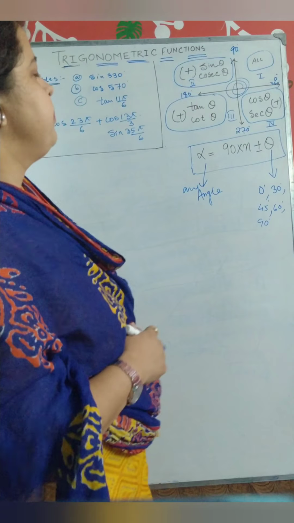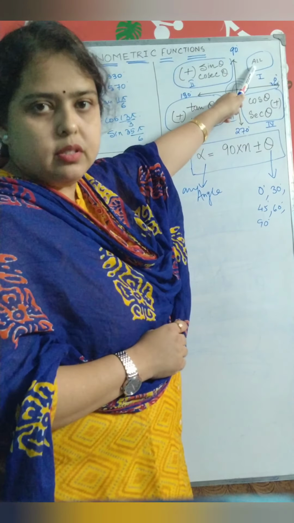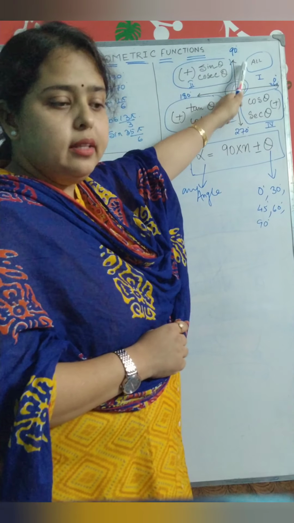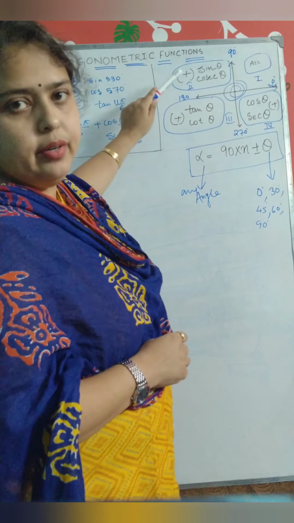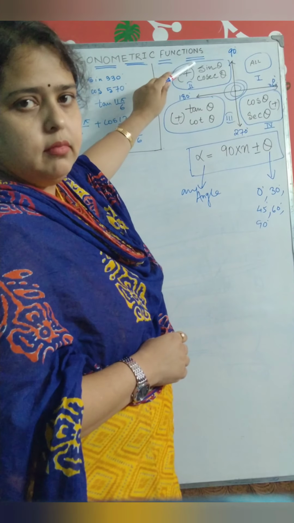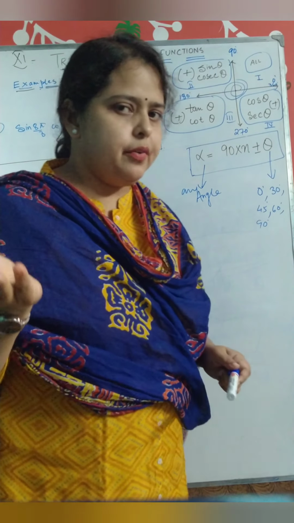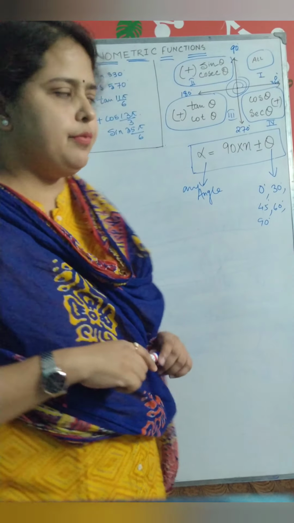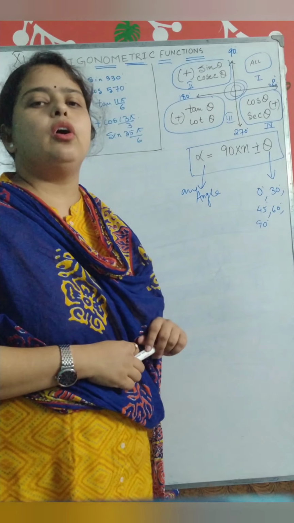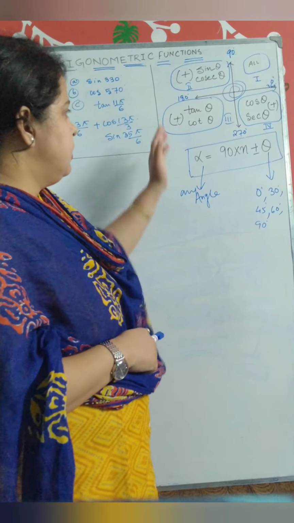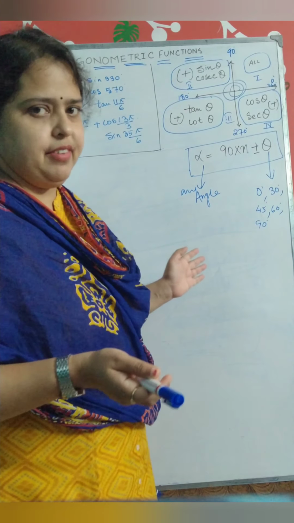Correct? Now see, children, remember, all the trigonometric ratios are positive here. In the second quadrant, sine and the reciprocal of sine, that is cosec, are positive. And what about the rest four? They are negative. In the third quadrant, tan theta and cot theta only take a positive answer, and the rest are negative as usual.